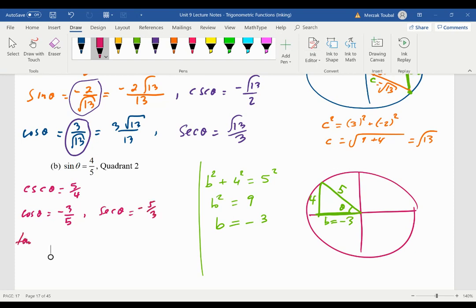Let's do tangent. Tangent is the opposite, which is 4, over the adjacent, which is negative 3. Cotangent is the reciprocal of tangent. The reciprocal of 4 over negative 3 is negative 3 over 4. And with this, we have found the remaining 5 trig functions.